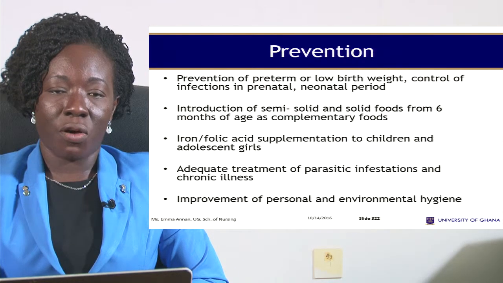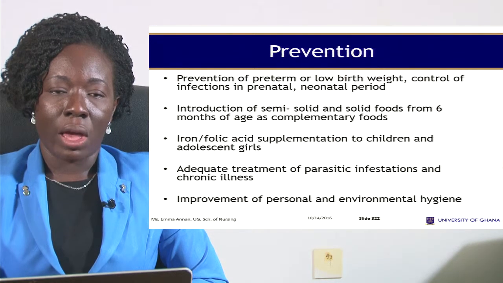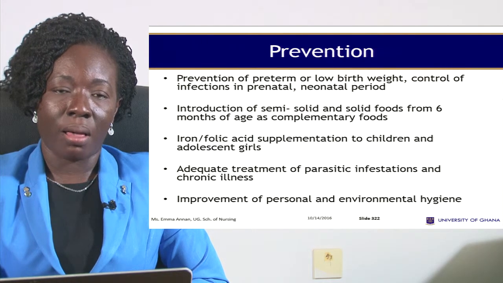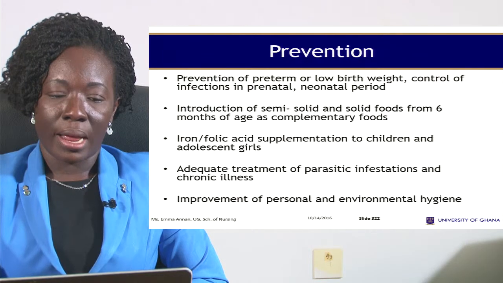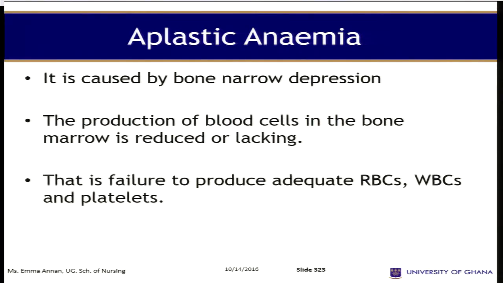Adequate treatment of worm infestations and chronic illness, and you also have to improve personal and environmental hygiene. All these help to prevent iron deficiency in children. The next one that we will look at is aplastic anemia.